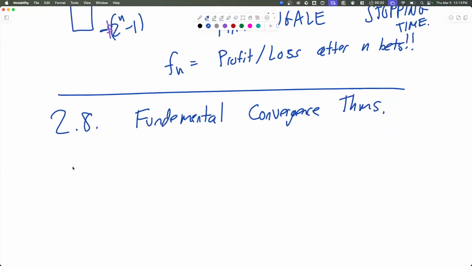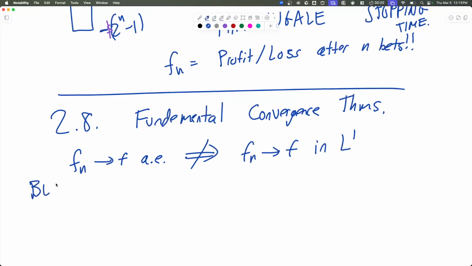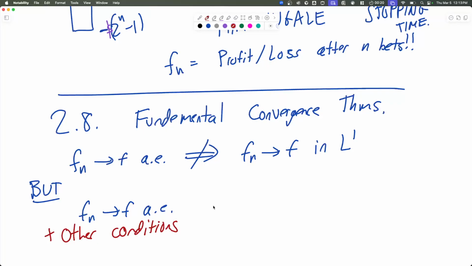Basically, f_n goes to f almost everywhere does not imply f_n goes to f in L1. But f_n goes to f almost everywhere, plus some other conditions, does imply f_n goes to f in L1. This chapter is all about what conditions you have to add, what you also have to check in addition to almost everywhere, to be sure that it goes in L1. These are the kinds of things we're going to use, and they're super useful.